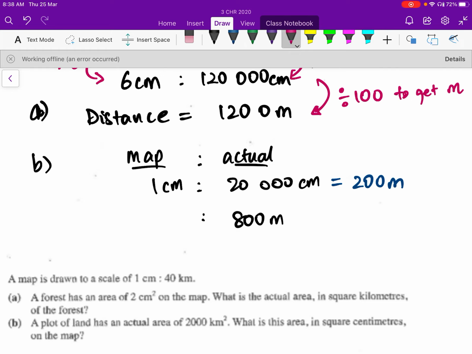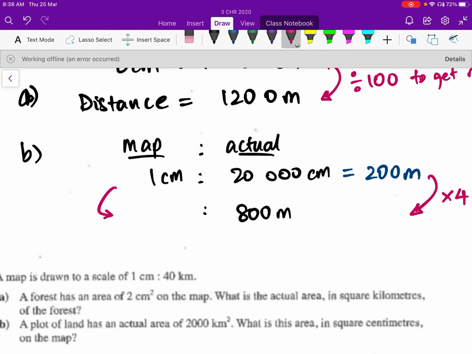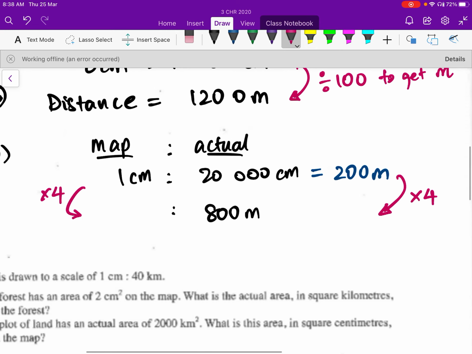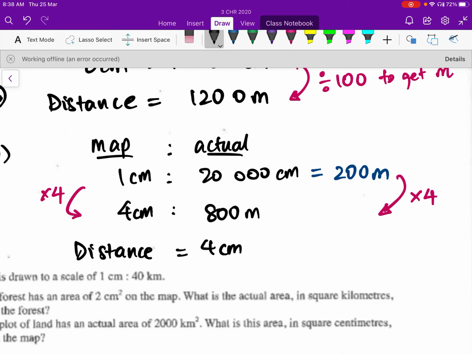Now it is easier for us to do the multiplication. Times 4. So here we also times 4. So both sides times 4. 1 cm times 4 gives me 4 cm. So distance will be 4 cm. Right, any questions for this?